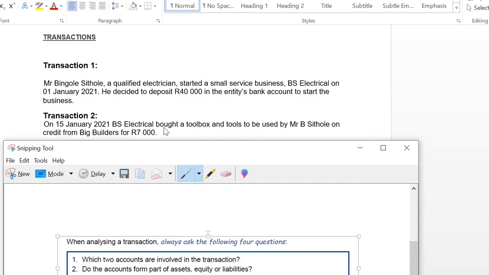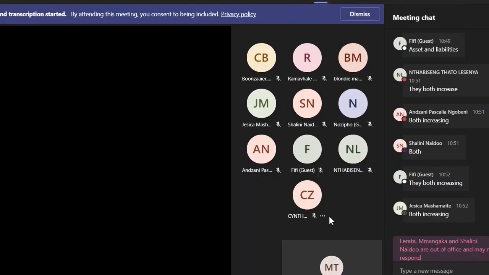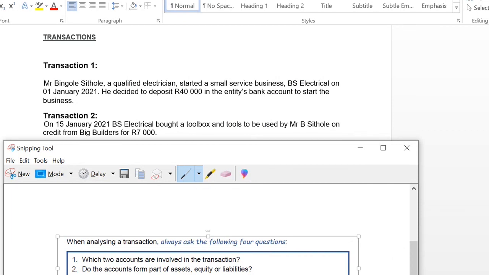So BS Electrical bought an asset. So they've got more assets in their business. And also their liabilities are increasing. You're well done, guys. I'm so impressed. Yes, they're both increasing.